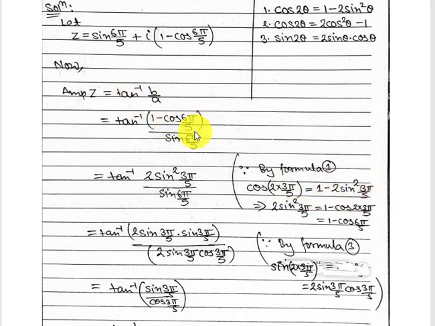So here what we have is 1 minus cos 6 pi upon 5. From this first formula I can get that 2 sine square 3 pi upon 5 is equal to 1 minus cos 6 pi by 5. That's why this numerator has been replaced by 2 sine square 3 pi upon 5. And in the denominator what we have is sine 6 pi upon 5.